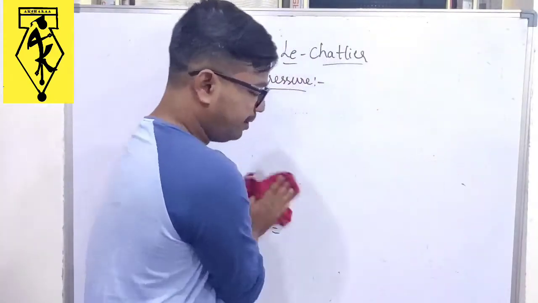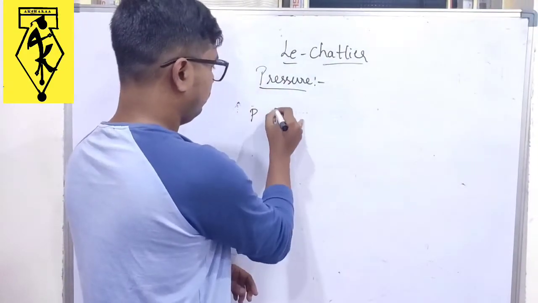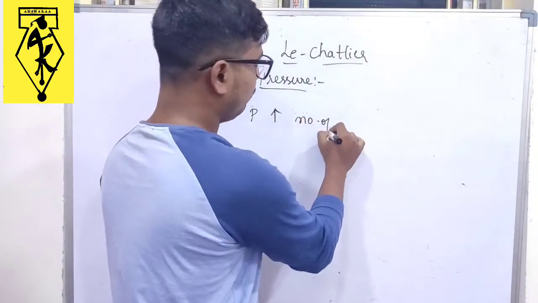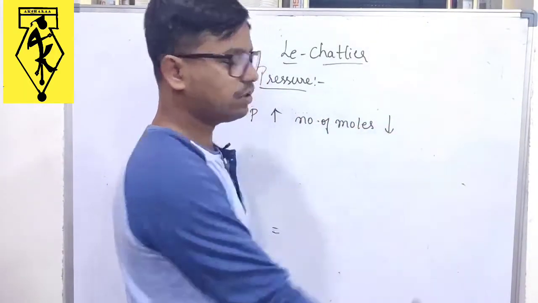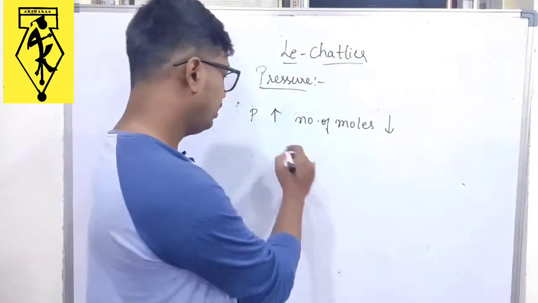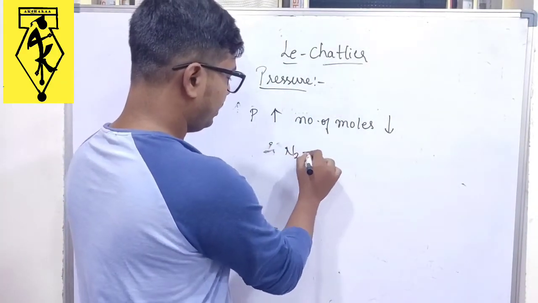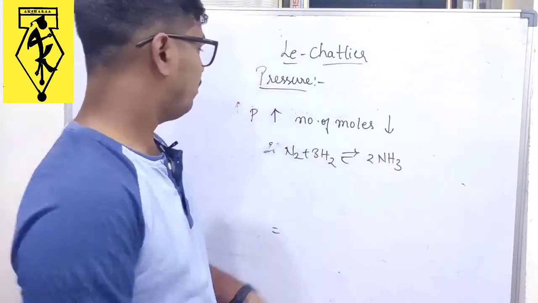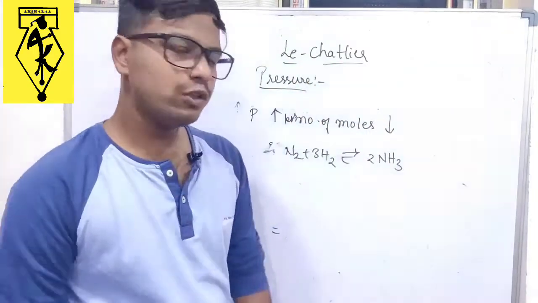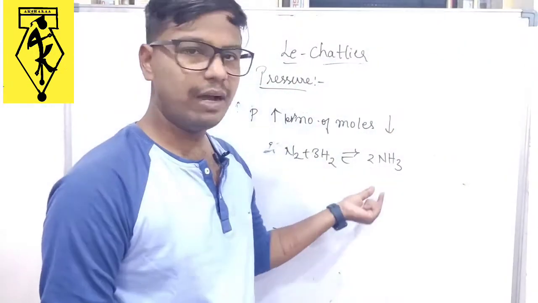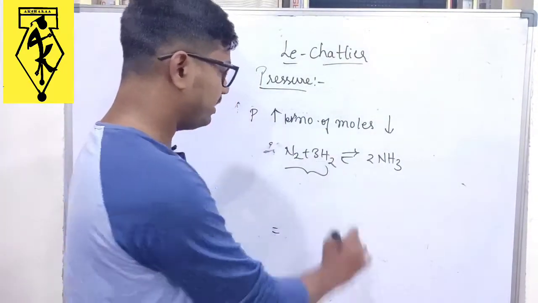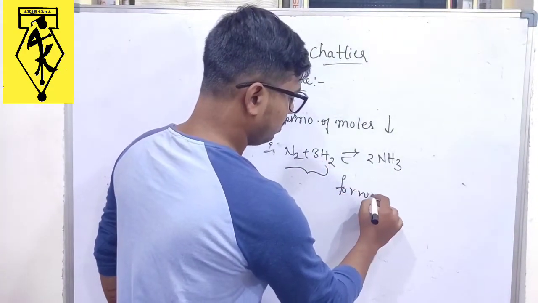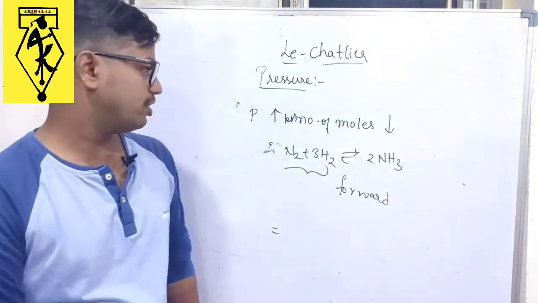We know that if pressure increases, what happens to the number of moles? The number of moles should decrease, no? So the reaction should go towards the lesser number of moles. See this: N2 plus 3H2 is in equilibrium with 2NH3. Reactants have more moles, but the product moles are less. So if we increase the pressure for this kind of reaction, it goes towards the forward reaction, right? It goes towards the forward reaction.